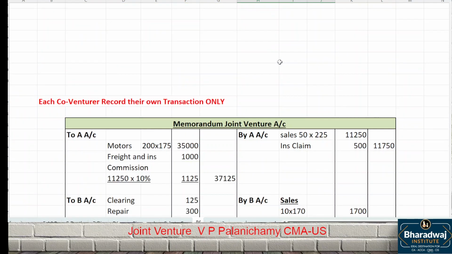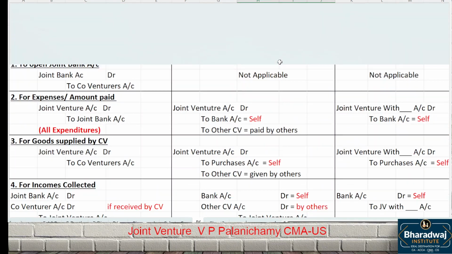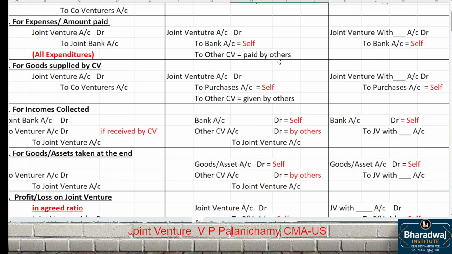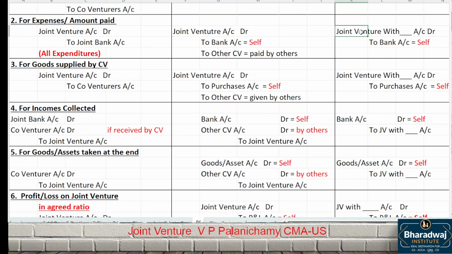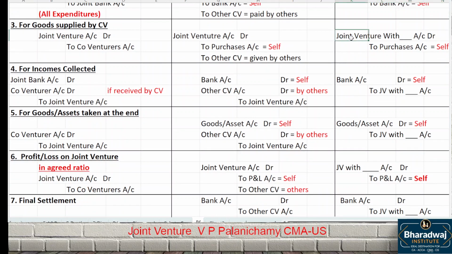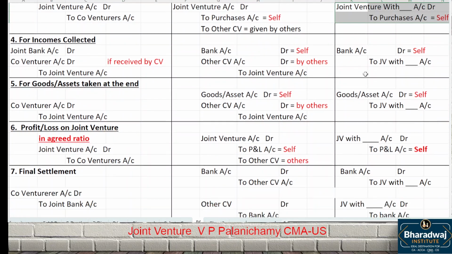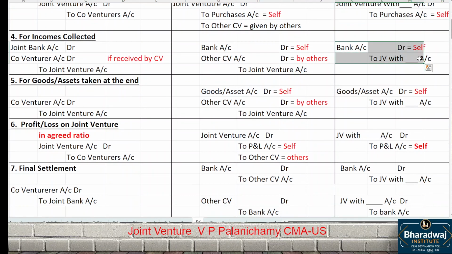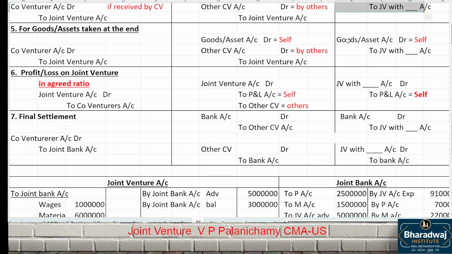Take it up. Even if you look at the journal entry, it will be the same. For example, whenever we spend money, what entry do we pass? Joint venture with A account debit to bank. B will record joint venture with A account debit to bank and the money. Whenever we supply goods out of purchases, when we collect money, bank account debit to what? Joint venture with B account and the money.